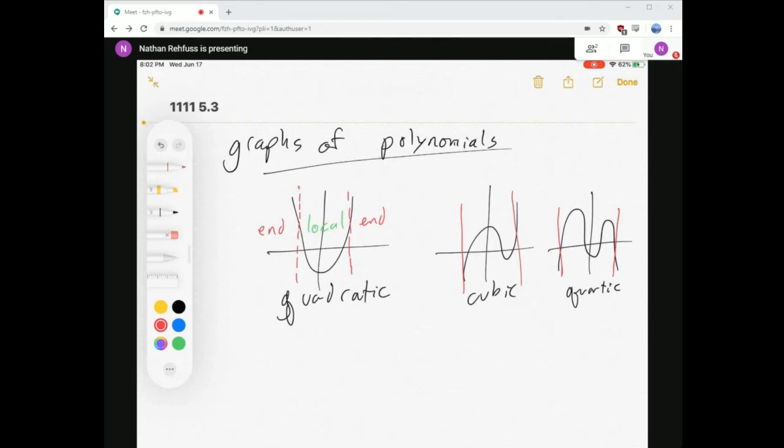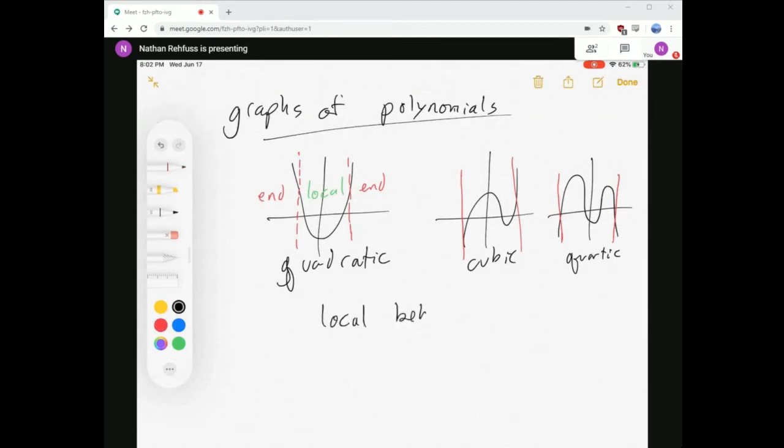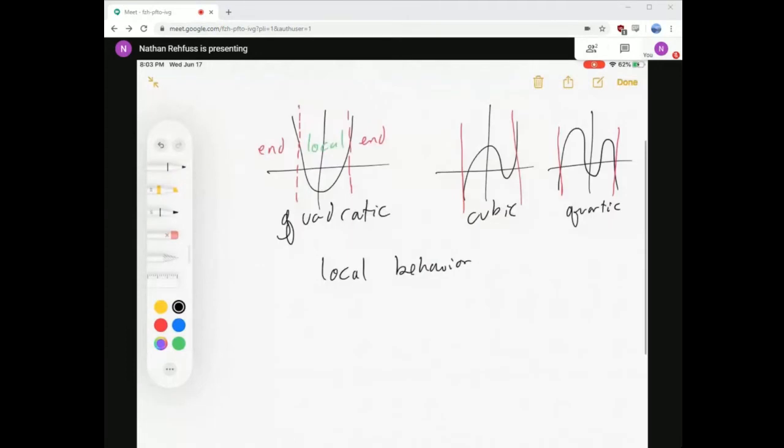So let's talk about the local behavior. And then we'll talk about the end behavior, and then we'll come back and talk about the local behavior some more. It'll be great. Remember last class we had a degree 4 polynomial? And that means since it's degree 4, it has to have 4 linear factors.